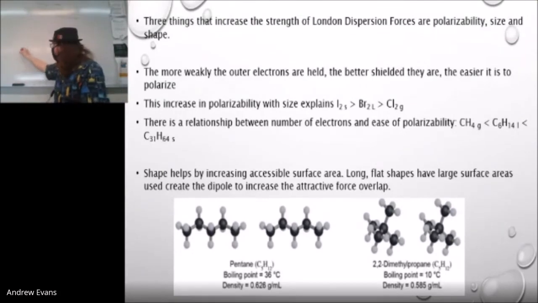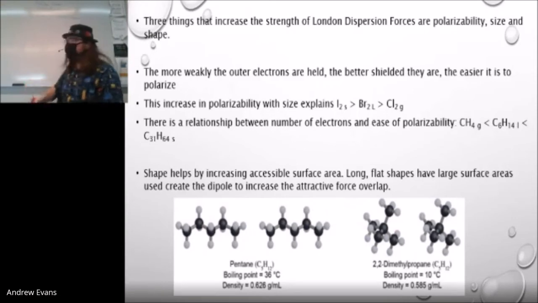But if you get a molecule that looks like this, how do you put this guy against another one? The best you can do is put it like that. So you can only really have interaction between there. So shape plays a part in how easily these molecules are able to bump up against each other. Guys with cactus-like sides aren't able to interact as easily.